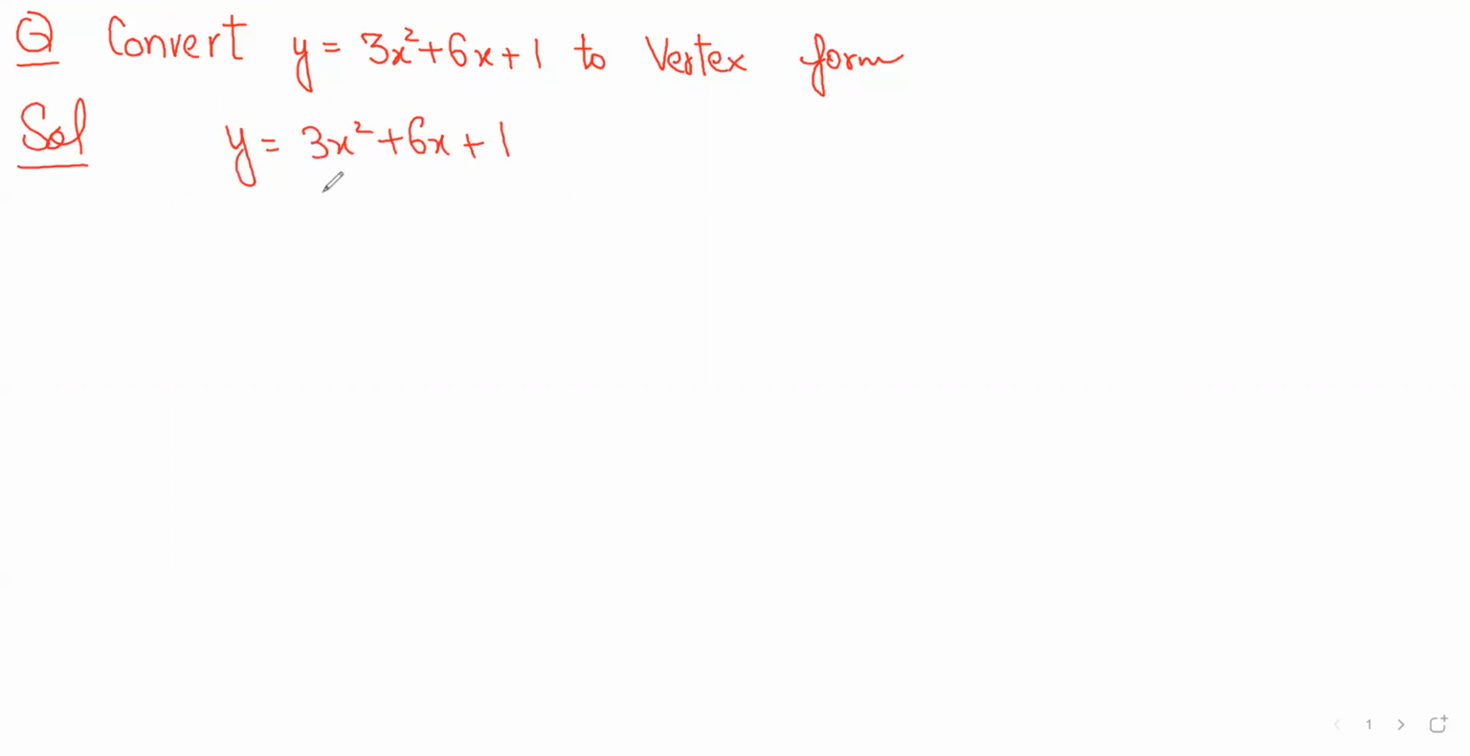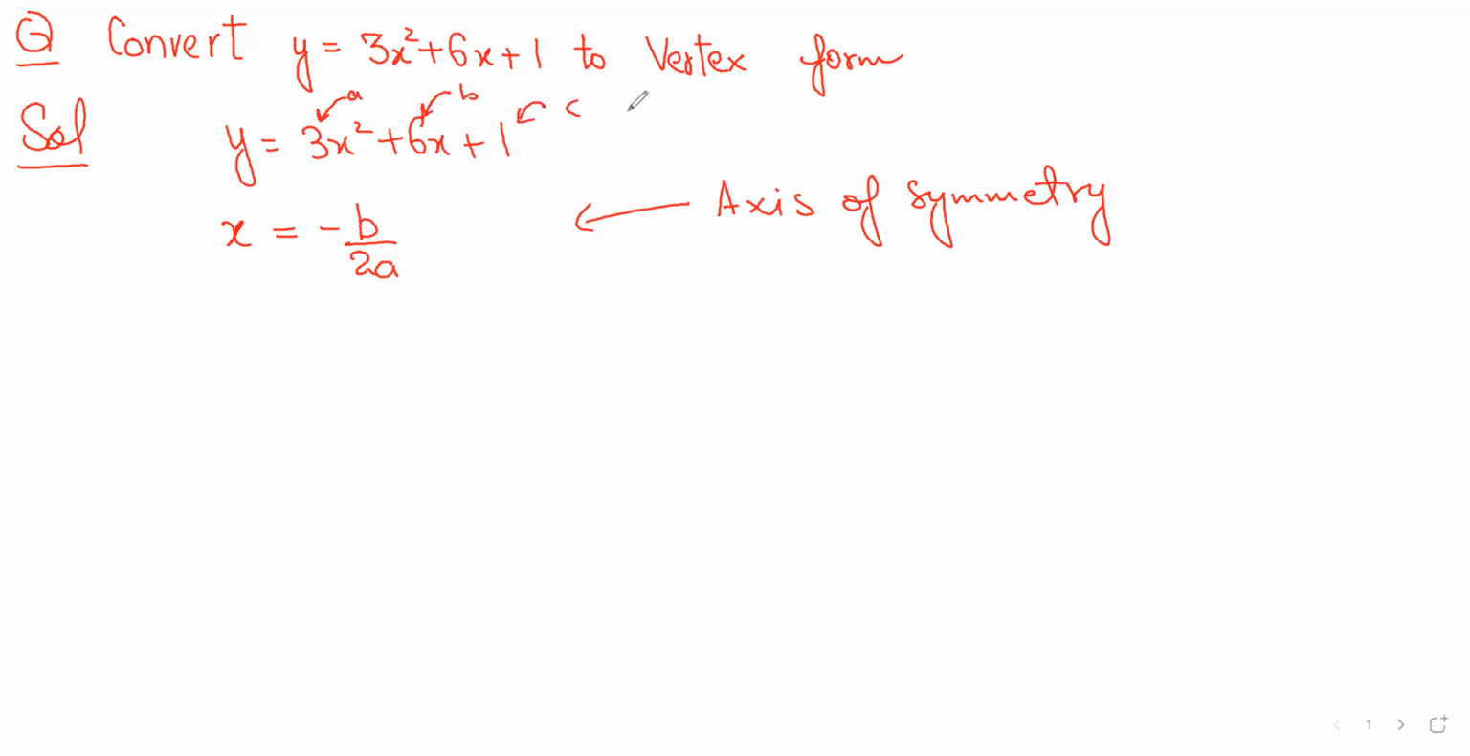Like we have done millions of times before, the equation of the axis is x equals negative b over 2a. This is the axis of symmetry equation. Now my first value is a, this value is b, and this value is c. So I'm going to substitute my values here. Negative, the b value is 6, divided by 2 times the a value, which is 3. So x equals negative 6 over 2 times 3, which is 6. So x would be equal to negative 1.